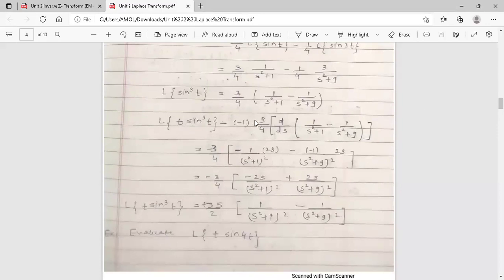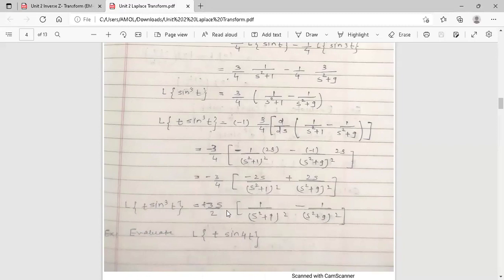So minus 1 raised to 1 into the first derivative of this f of s. This is the term f of s. You differentiate it with respect to s once only because n is equal to 1. 3 by 4 is constant, so as it is, the derivative of this bracket term with respect to s. The derivative of 1 upon s square plus 1 is minus 1 upon s square plus 1 whole square, and the composite derivative of s square is 2s. Minus sign as it is. What is the derivative of 1 upon s square plus 9? It is minus, and with the minus in front it will now be plus, upon s square plus 9 whole square into the composite derivative of s square, which is 2s. So minus 3 by 4 in bracket minus 2s upon s square plus 1 whole square plus 2s upon s square plus 9 whole square. So this is the Laplace transform of t into sine cube t.